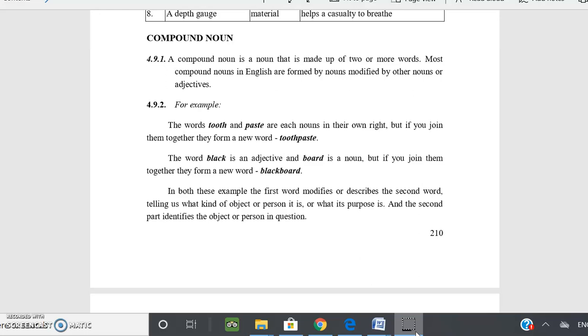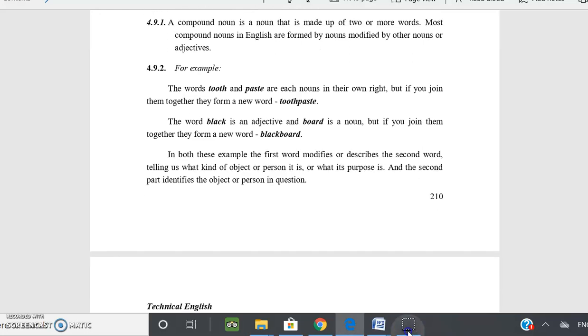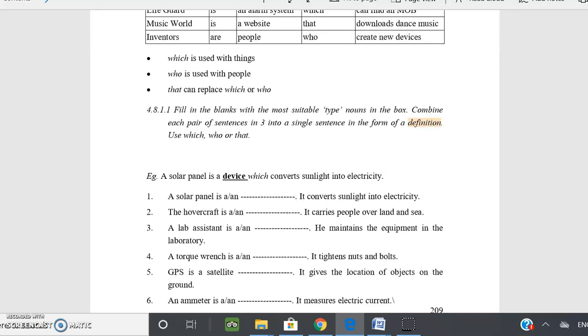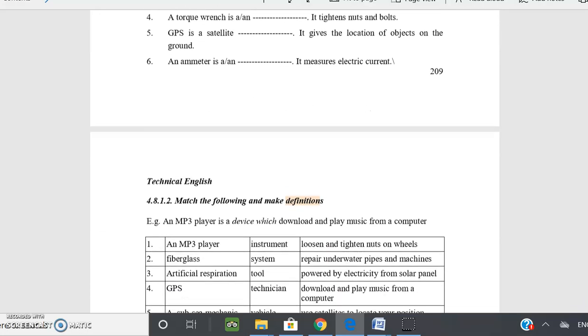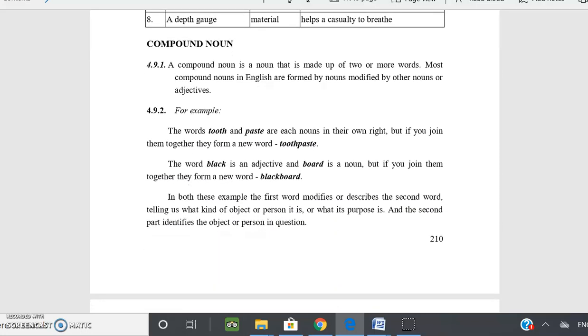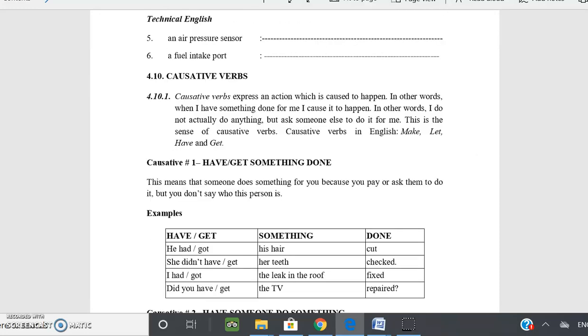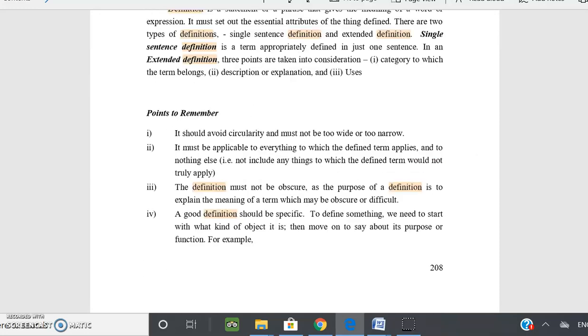So compounds are nothing but which are not single, okay? Two or three words combined to make a meaning. Then when you write the spelling of compound nouns, sometimes we may use a single word, sometimes we may write them with a hyphen, or sometimes they may come as double words too. Okay, so let us go on to page number 210. So compound nouns, you have as a single word, toothpaste, single word. Similarly, blackboard, single word.